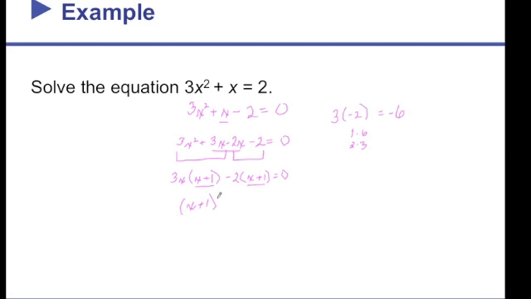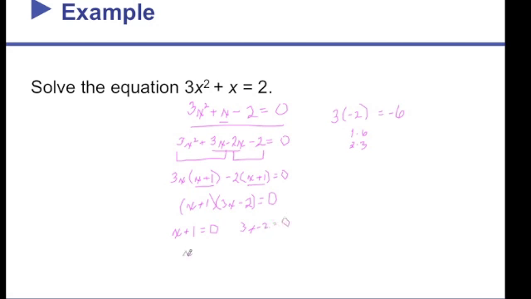And what did that leave us? Well, from the first thing, we had a 3x times the x plus 1. And the second one, we had a negative 2 times the x plus 1. This then becomes the factored form of my original quadratic equal to 0. Now, these two things multiply together to equal 0. The only way that happens is at least one of them equals 0. So either x plus 1 equals 0, or 3x minus 2 equals 0.